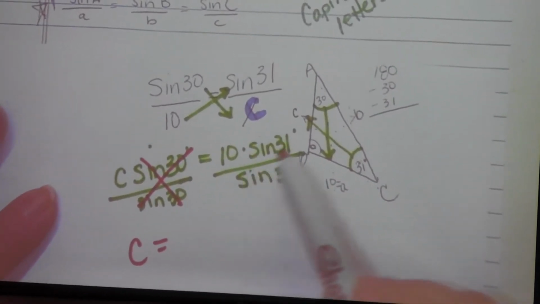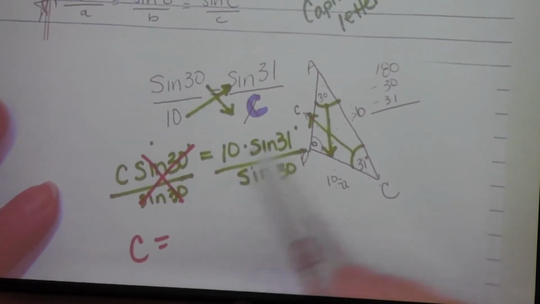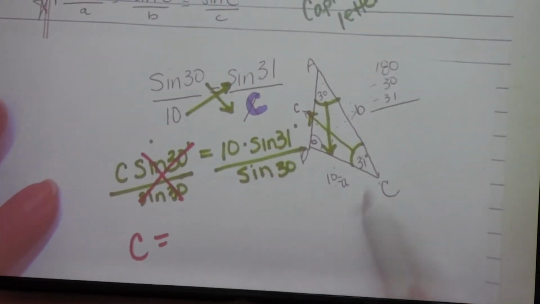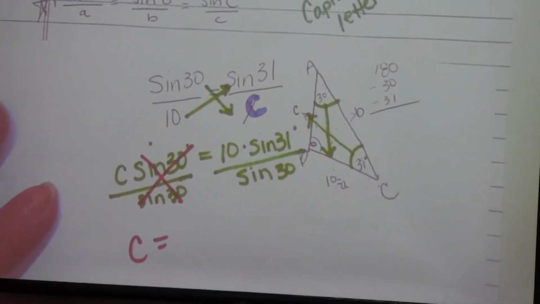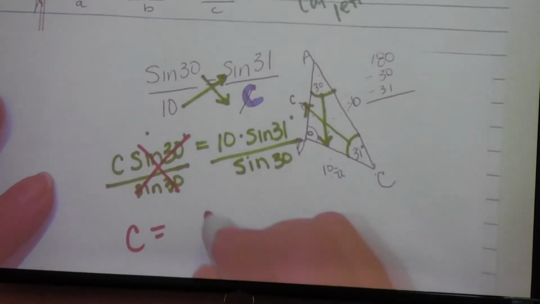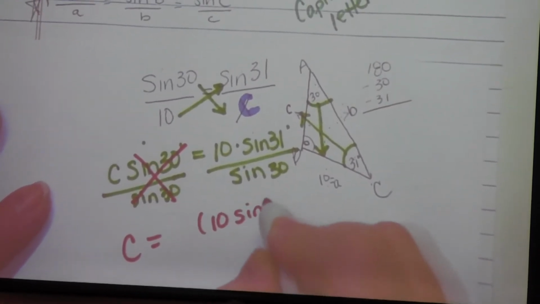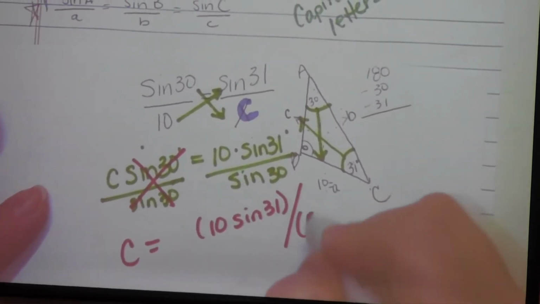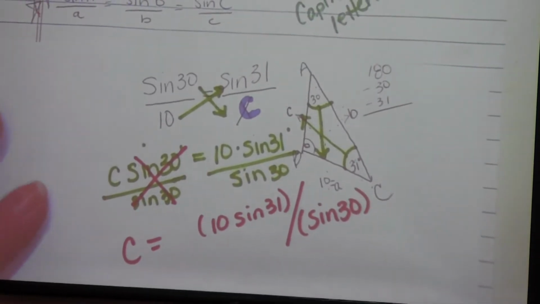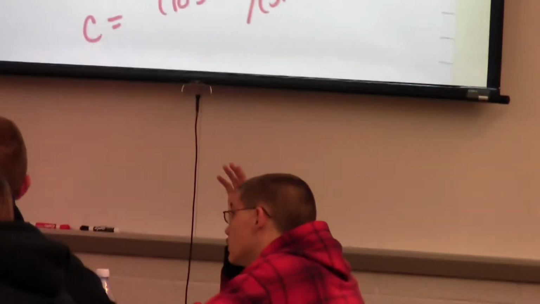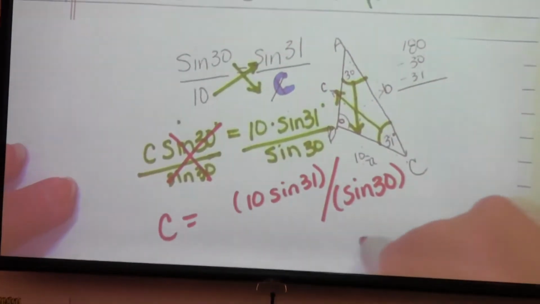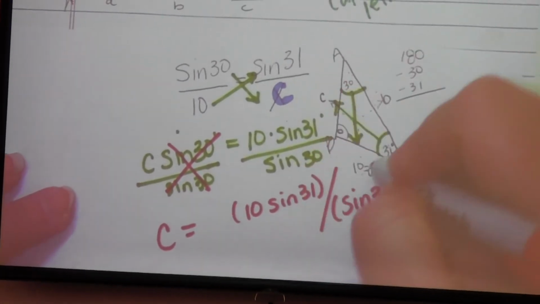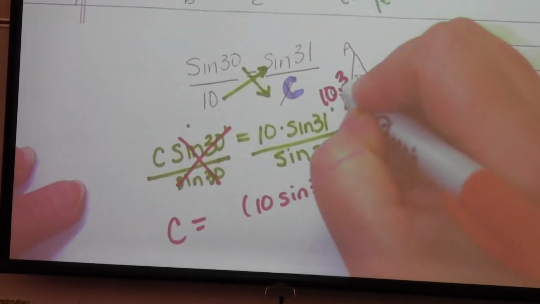And I can plug all of this loveliness into my calculator, which I gave to Kayla. So I cannot really plug all of that. And don't forget to do the top in parentheses. But if I were plugging that loveliness into my calculator, I would have 10 sine 31, make sure I'm in which mode? Degree, over sine 30. And I would get some answer, what is it? 10.3. So c equals 10.3, which means this side was 10, and this side is 10.3.